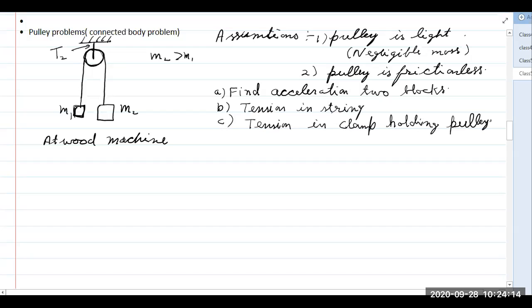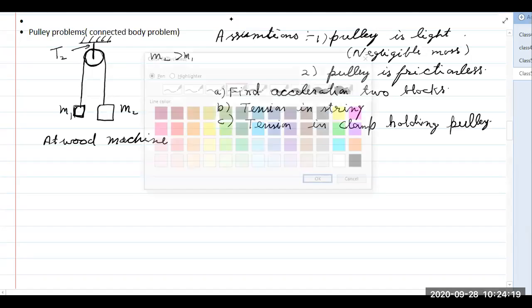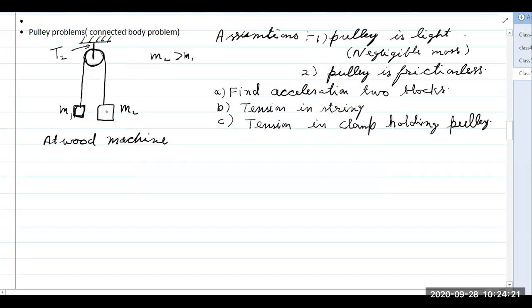So we are going to write the forces first. First we will write the different forces acting on the two objects. Suppose the mass is M2, so the weight will be M2G, and there will be a tension upward. So there are two forces acting. This object is not in contact with anything, so no contact forces, no normal, no friction. And here again it is M1G, and the tension here will be T1.